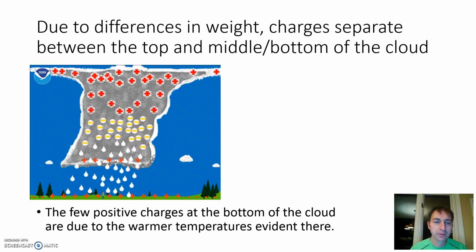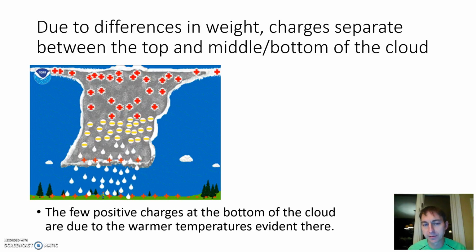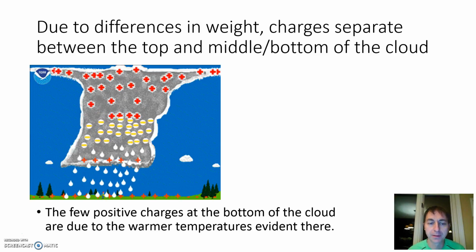So when you look at how this all distributes through the cloud, you're getting a separation of charge. The top of the cloud will tend to be more positively charged because it has the lighter ice crystals, which can easily be thrust to the top of the cloud. And the middle and bottom tends to have the graupel and the negative charge.